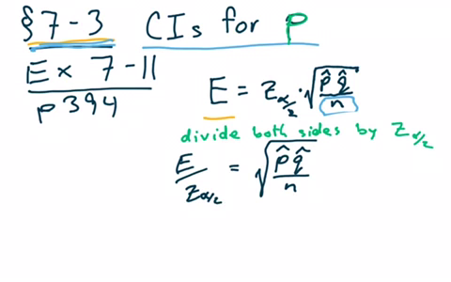So the first step was to divide both sides by z subscript alpha over 2. And so on the left-hand side we end up with e divided by z subscript alpha over 2. And on the right-hand side, that is equal to the square root of the whole thing, p hat times q hat, all over n. So then, let's do the next step.